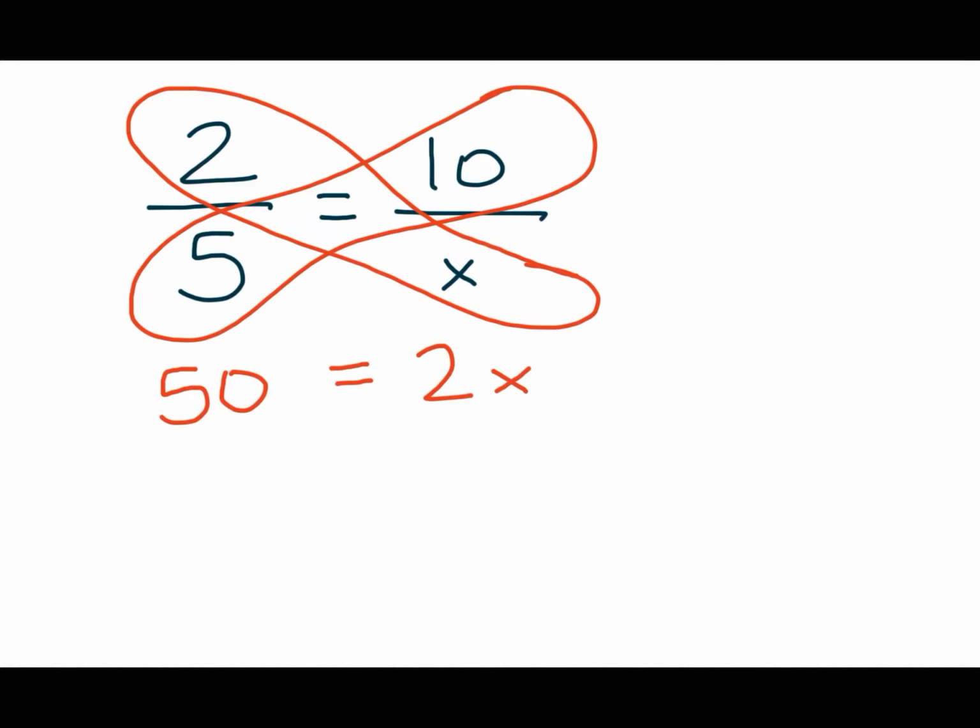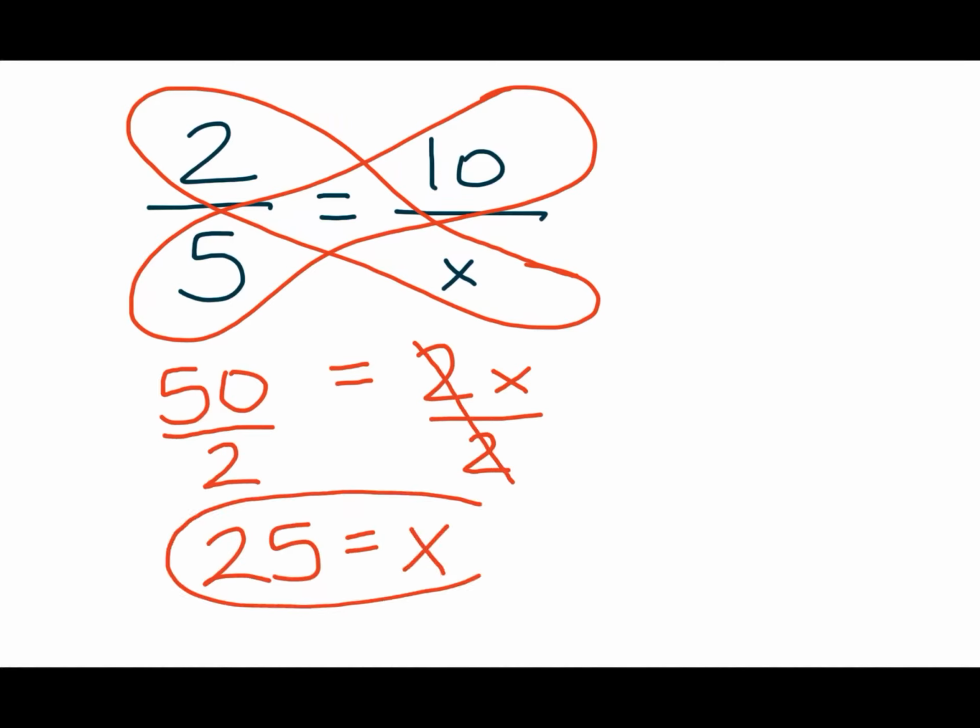To get x by itself, we know that 2 times x is equal to 50. If I divide both sides by 2, I get the number 25. So that is another way of finding this number. I'm going to show both ways as we go along.